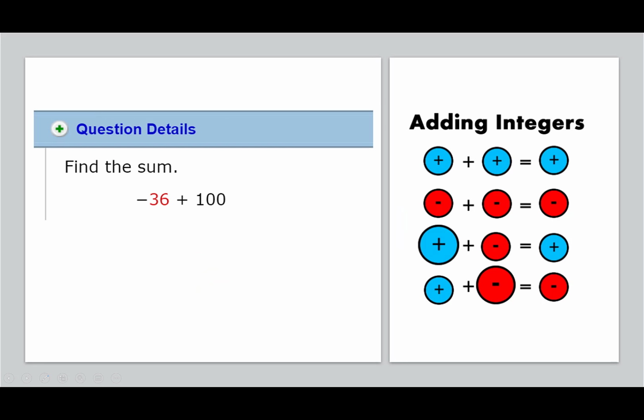Okay, next is negative 36 plus 100. These are opposite signs from each other. There's a negative 36 and a positive 100. You can also think of it like a balance, like are there more negative numbers or more positive numbers? Well, 100 is a further distance away from 0 than negative 36 is, and so our answer is going to be positive, and the difference between 100 and 36 is 64.